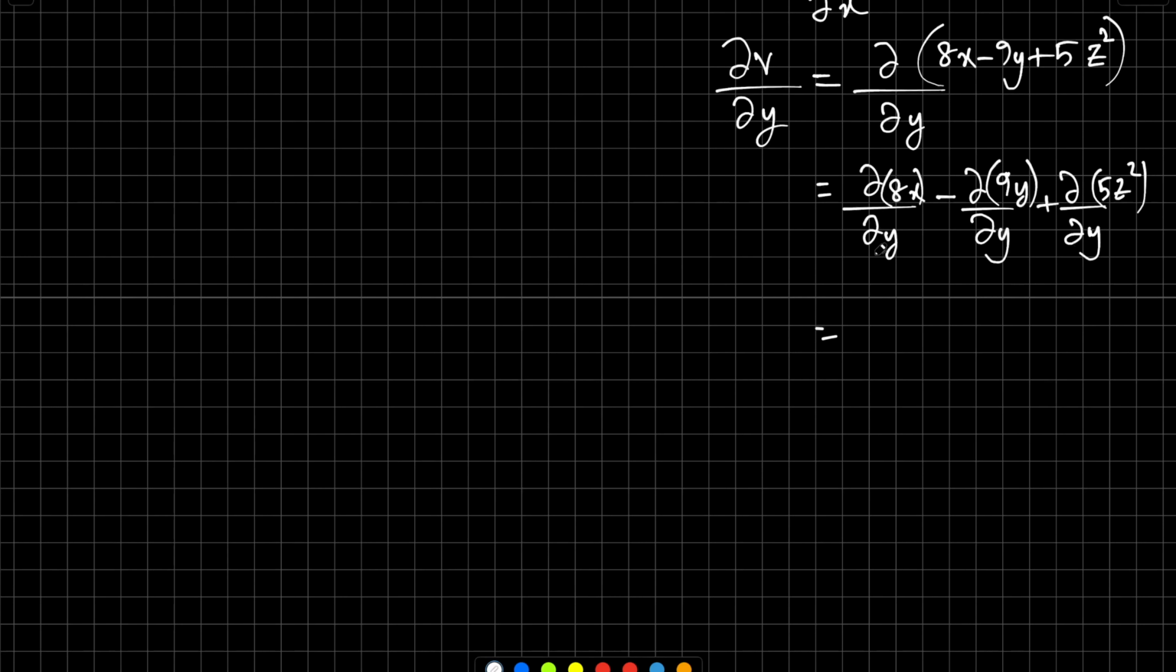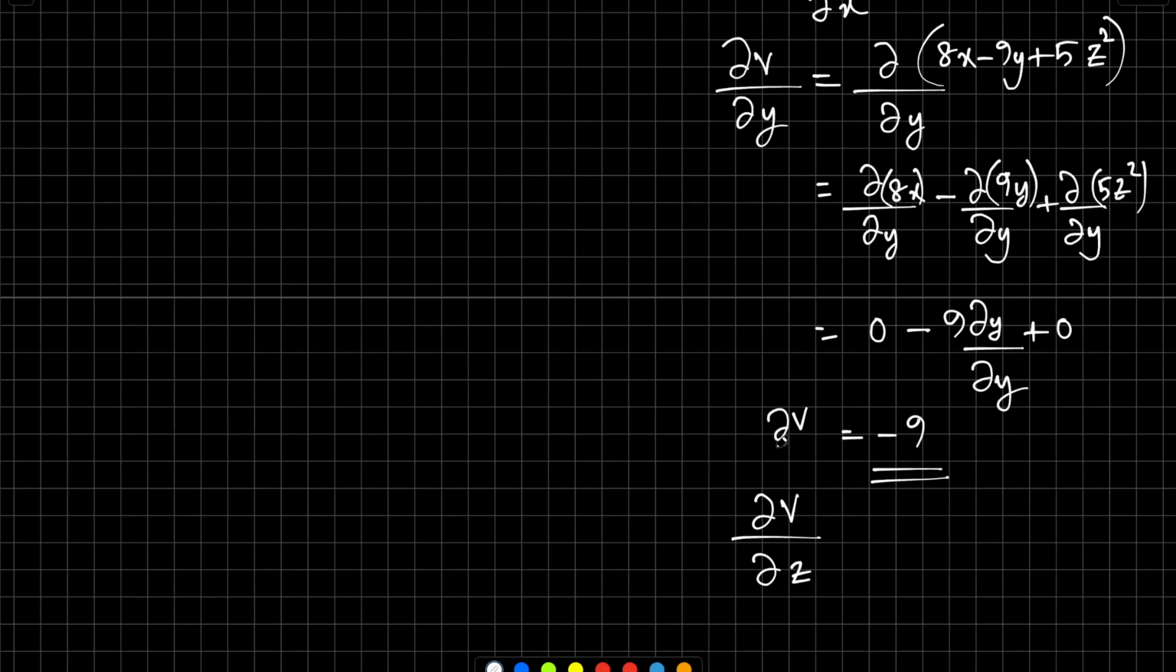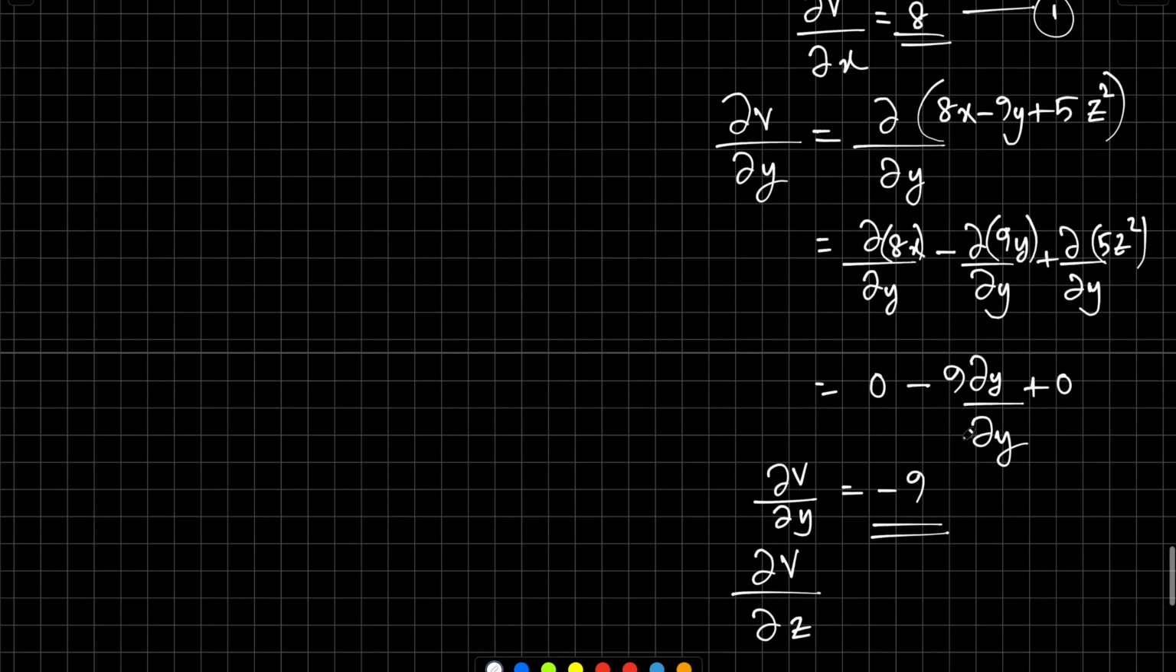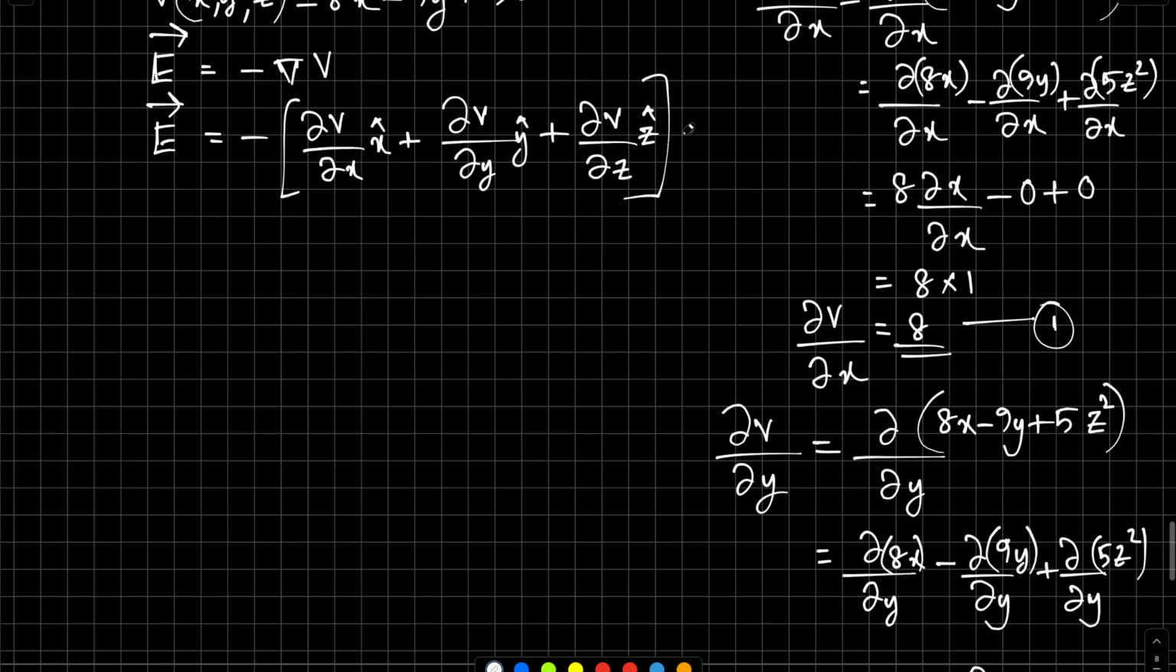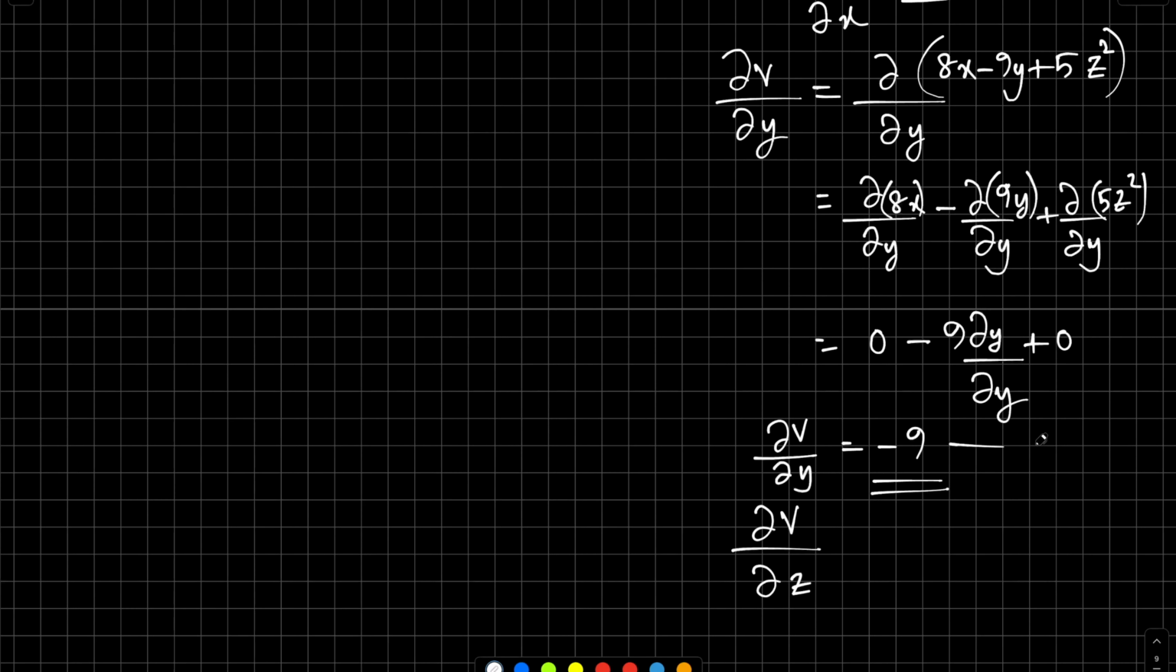We are partially differentiating with respect to y, so the first term is 0. There is no y at the top. Minus, we have y at the top, so take the constant outside, 9 times dou y over dou y. Again, there is no y at the top, so 0. The answer is minus 9. We have to find dou v by dou z as well. Let's call this equation number 1, this equation number 2, this equation number 3.